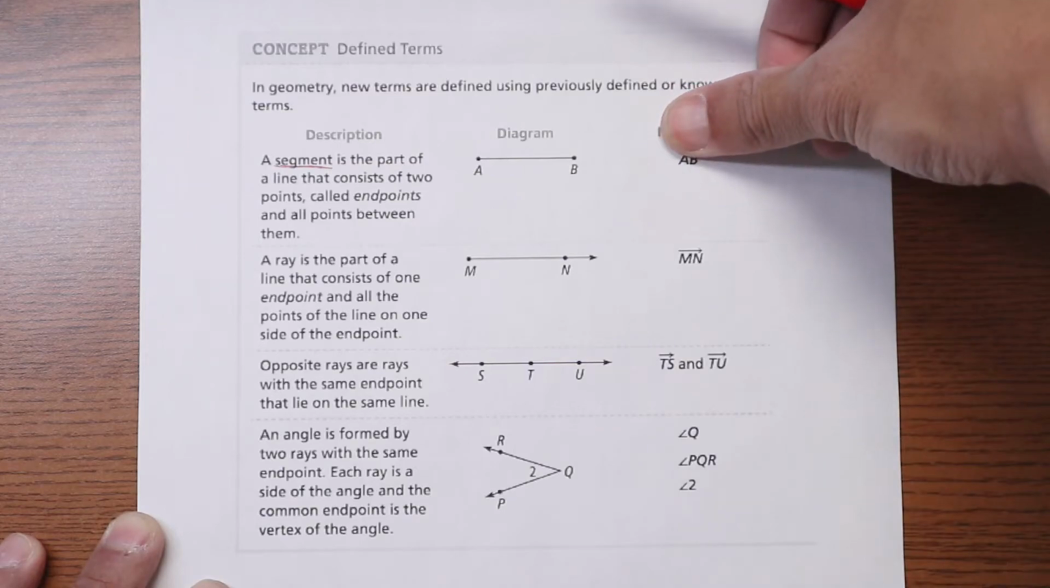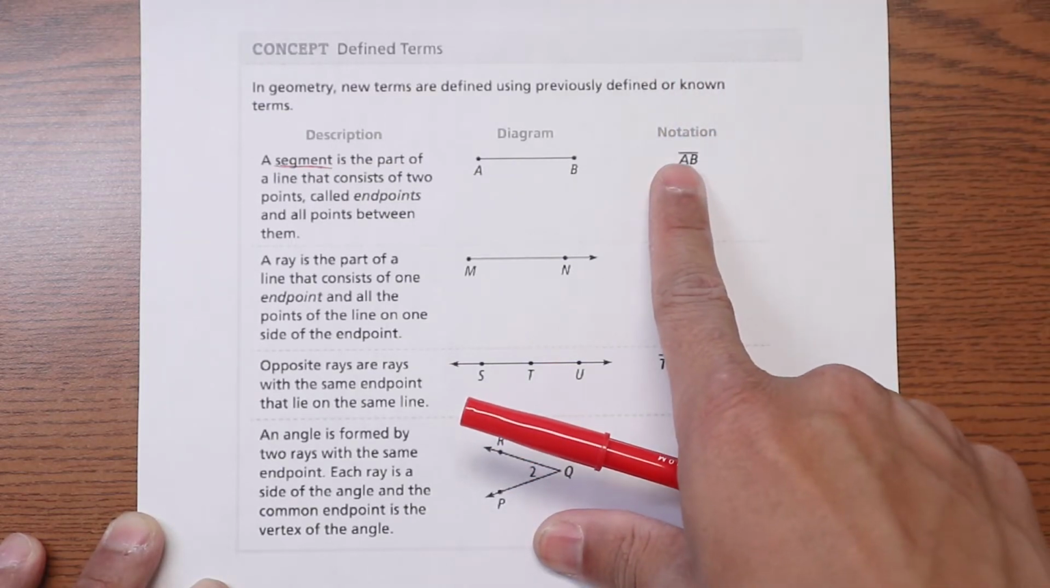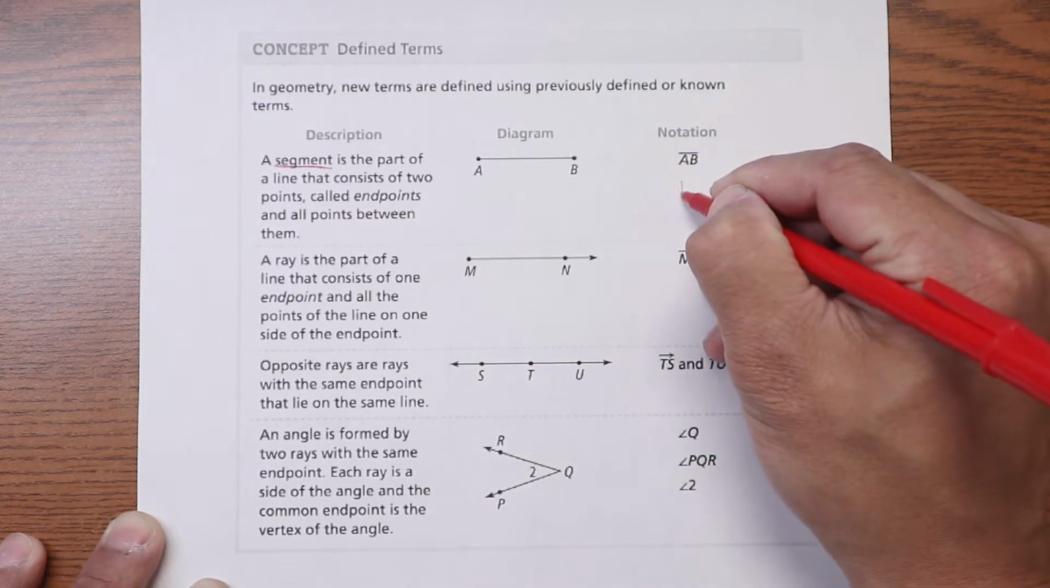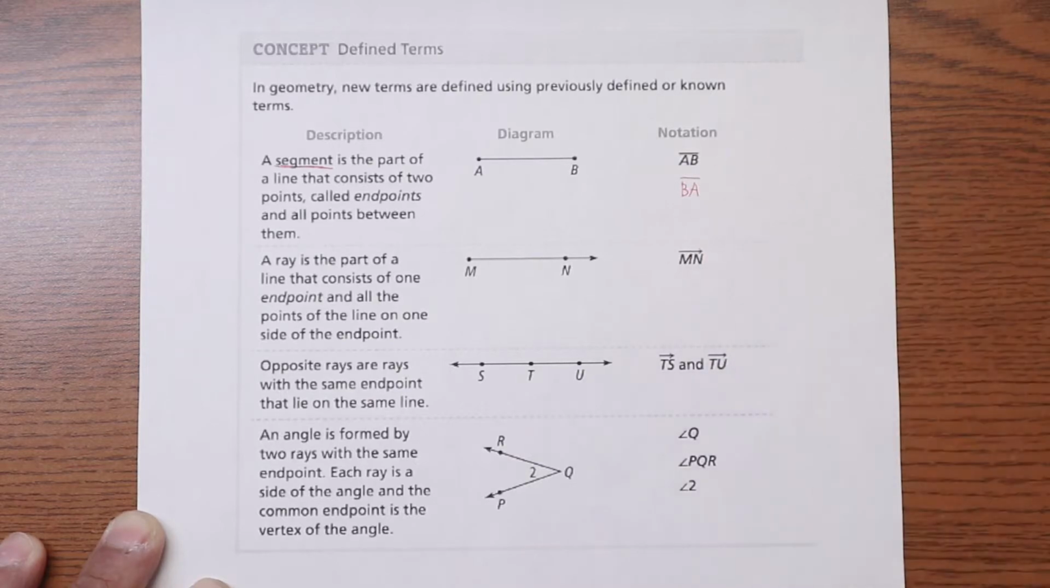Now remember, you have to put some symbols on top of the 2 letters because otherwise, if you don't put it, we won't know whether you're talking about line or segments. So you need to have a segment symbol on top of the 2 letters. So it could be segment AB or segment BA like this.